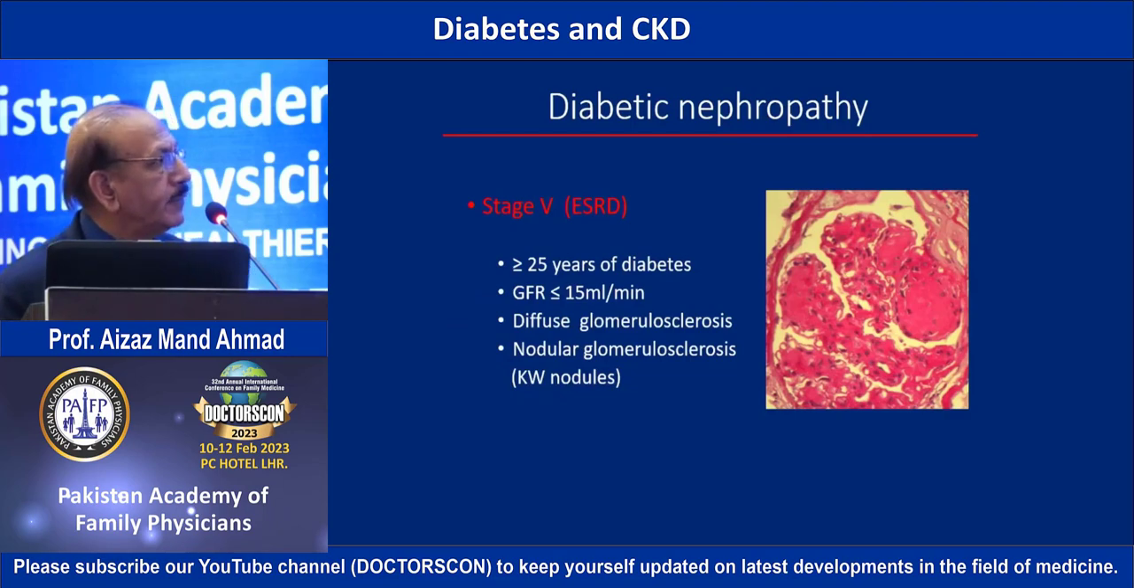Stage 5 is the last stage. Now you can see these Kimmelstiel-Wilson lesions, these nodules, or diffuse glomerulosclerosis, and GFR is now down to 15.